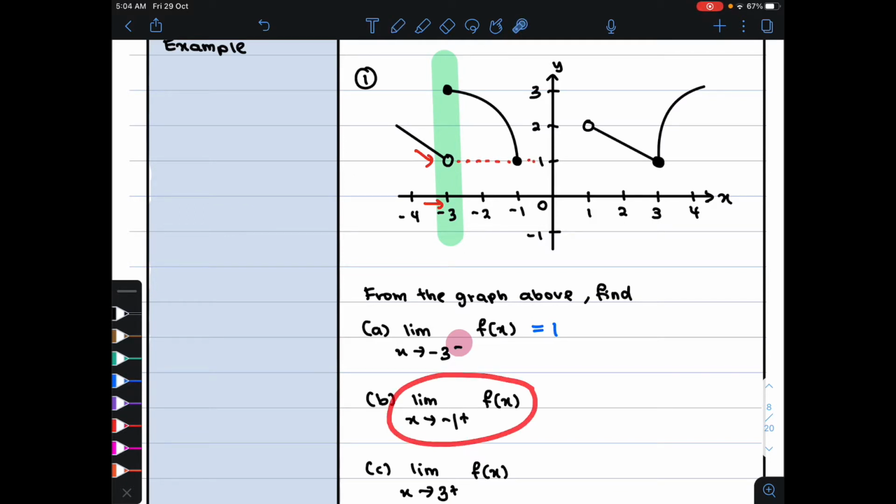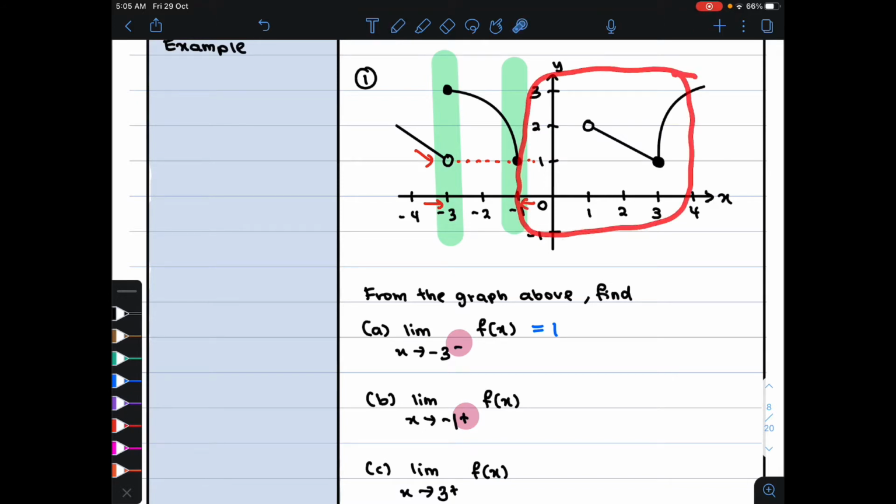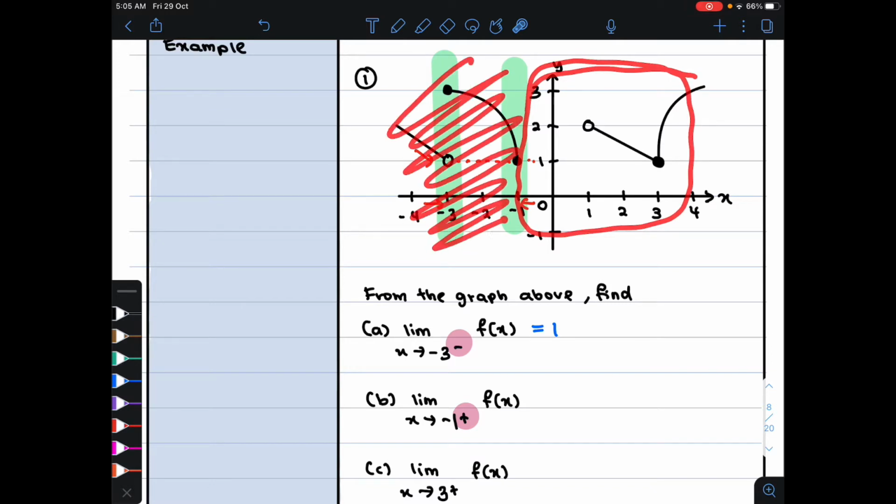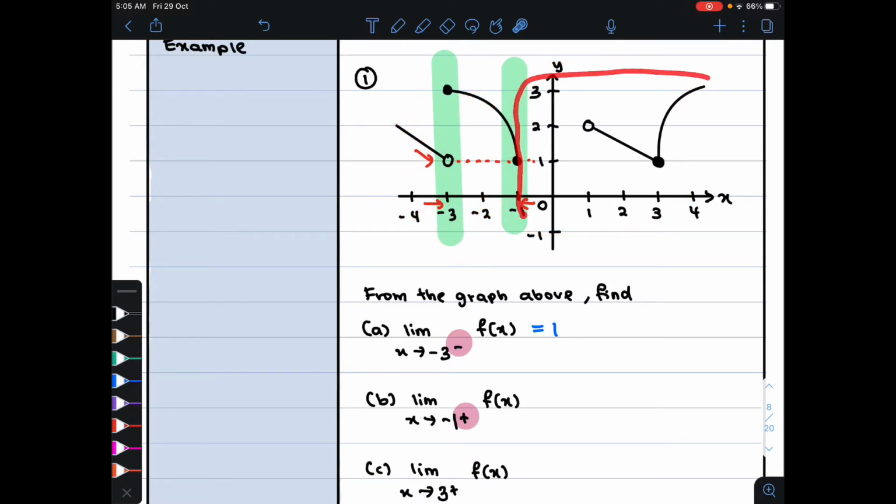Next, we need to find the limit of f(x) as x approaches negative 1 plus. So plus here means x is approaching negative 1 from the right-hand side. So negative 1 is here and it is approaching from the right-hand side. So only look on the right-hand side of negative 1 only. Don't look at the left-hand side. So on the right-hand side, look at the graph that is nearest to negative 1. So it is actually not the nearest. It is exactly next to negative 1 on the right-hand side.